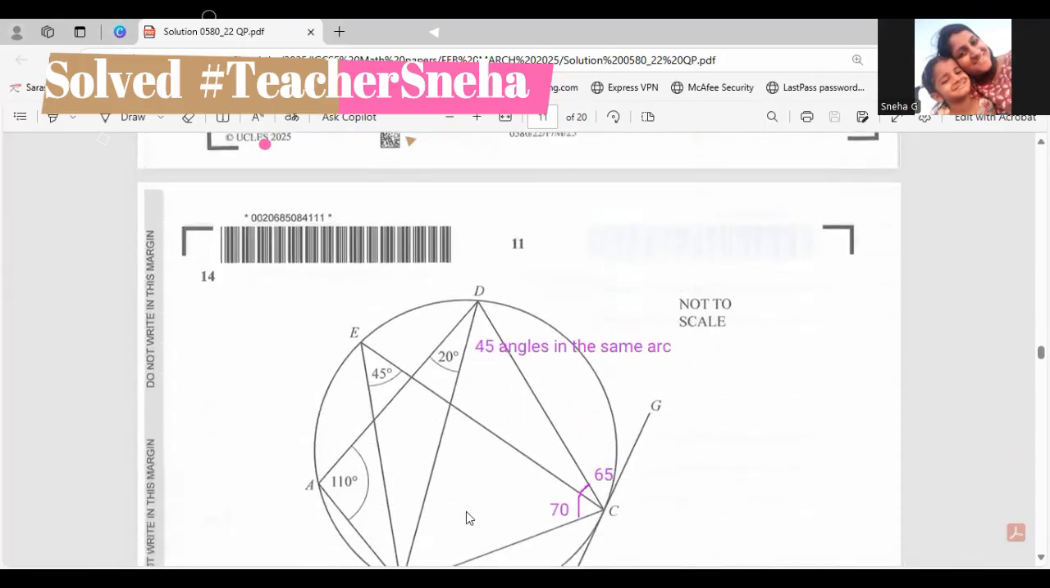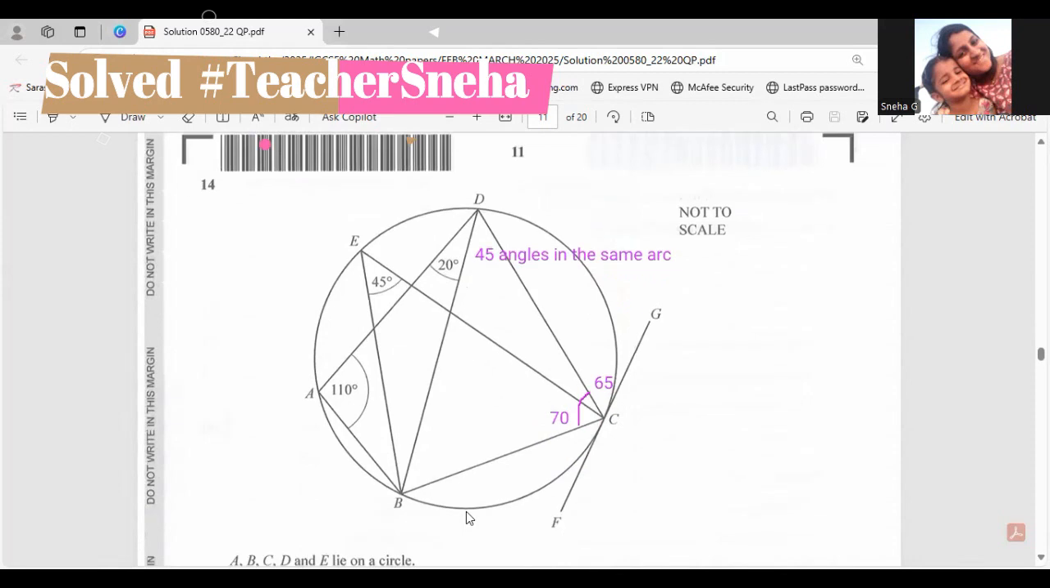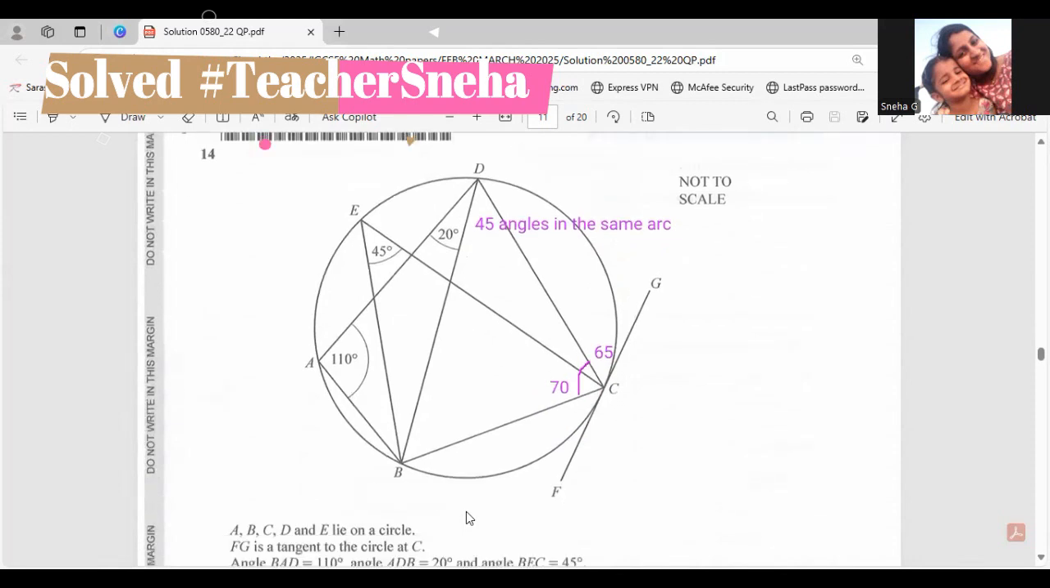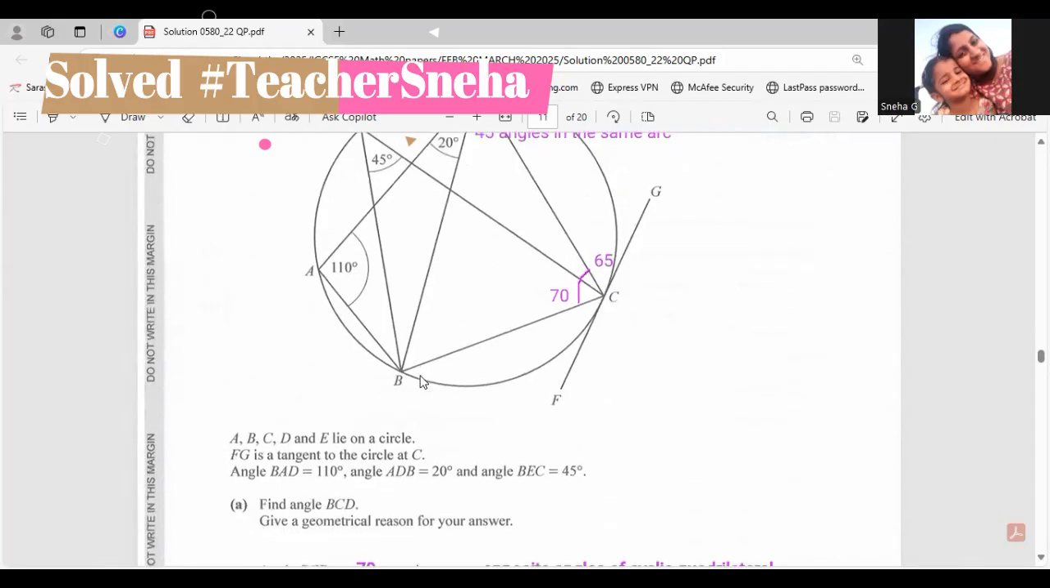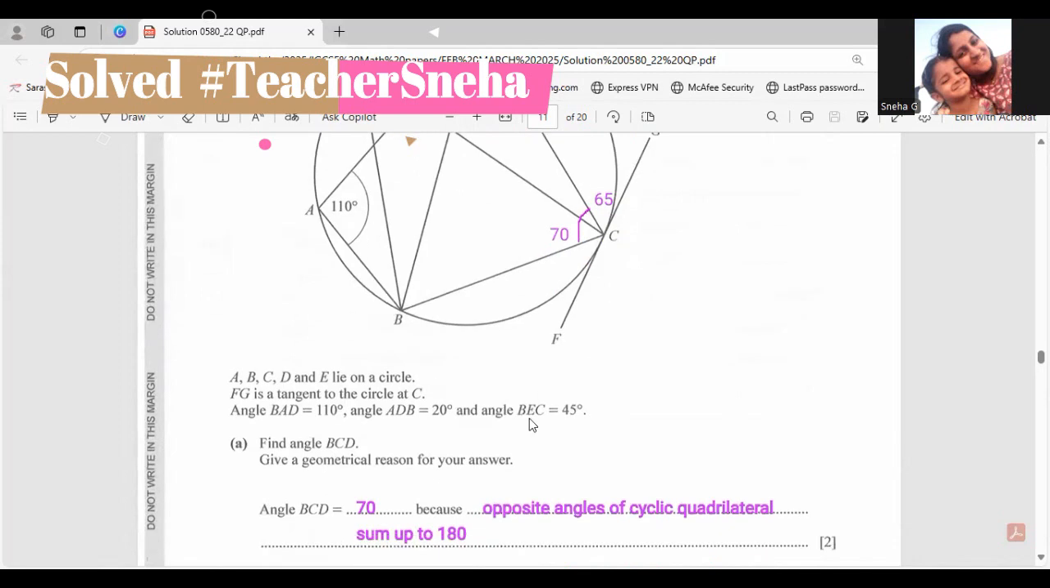Moving further to question number 14. It's a circle theorem question in which you have been given a diagram. A, B, C, D, E are the points that lie on a circle. FG is the tangent to the circle. Angle BAD is given as 110. ADB is given as 20. And BEC is given as 45. What you need to further calculate is angle BCD. This angle BCD you need to work out, which I have worked out as 70 degrees.